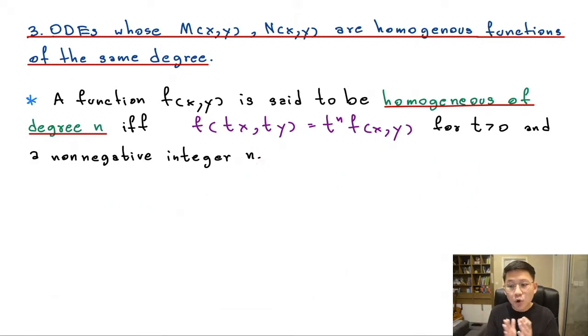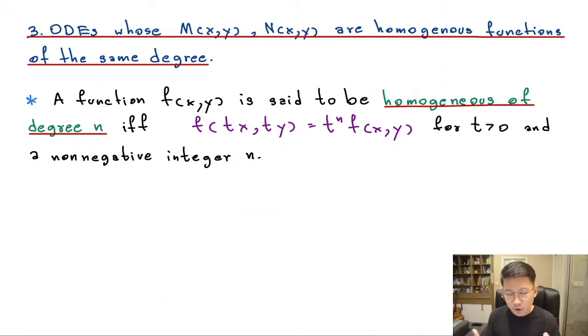And right now we're gonna look at another type, which is called the ODEs where the M and N are homogeneous functions. So first, you might have a question: what are homogeneous functions? So this is the definition. A function f is said to be homogeneous of degree n if and only if f(tx, ty) = t^n f(x, y) for any positive t and non-negative integer n.